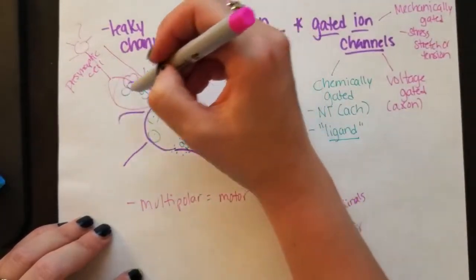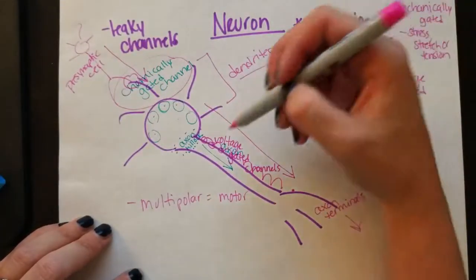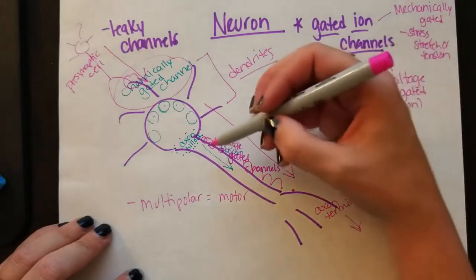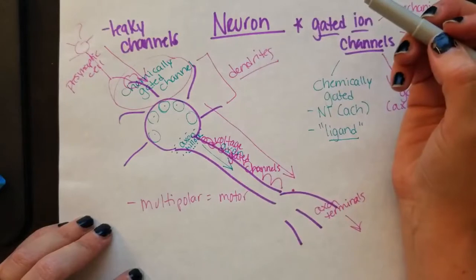Chemically gated ion channels are going to open in response to a chemical. Voltage-gated ion channels down the axon are going to open in response to changes in voltage near or next to it.